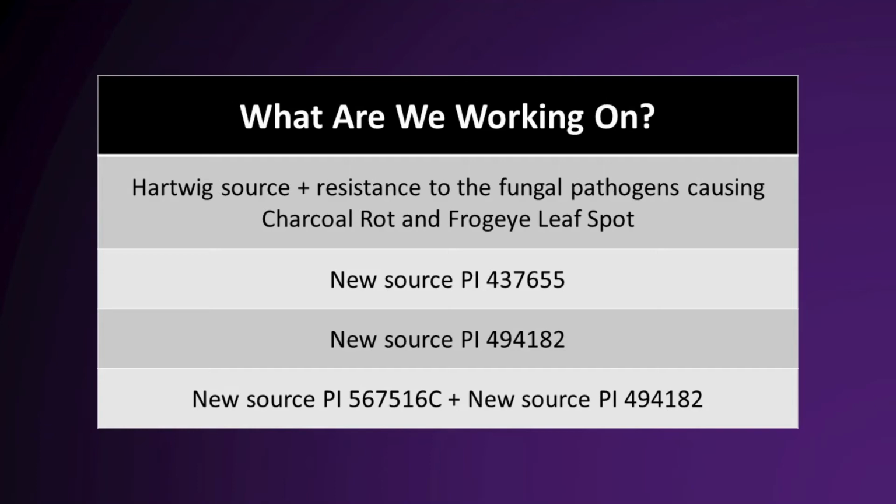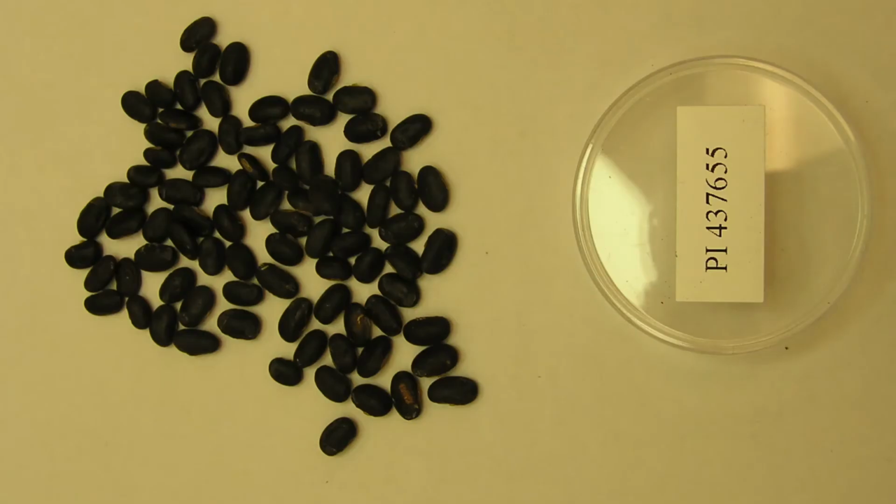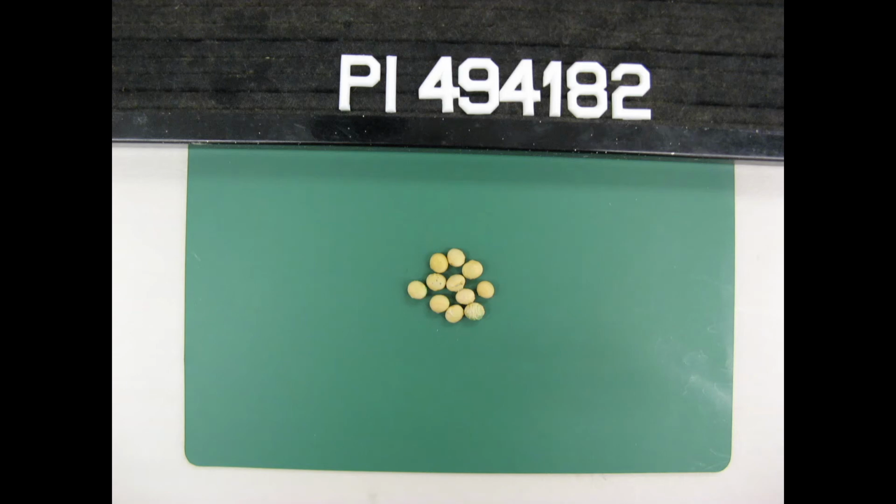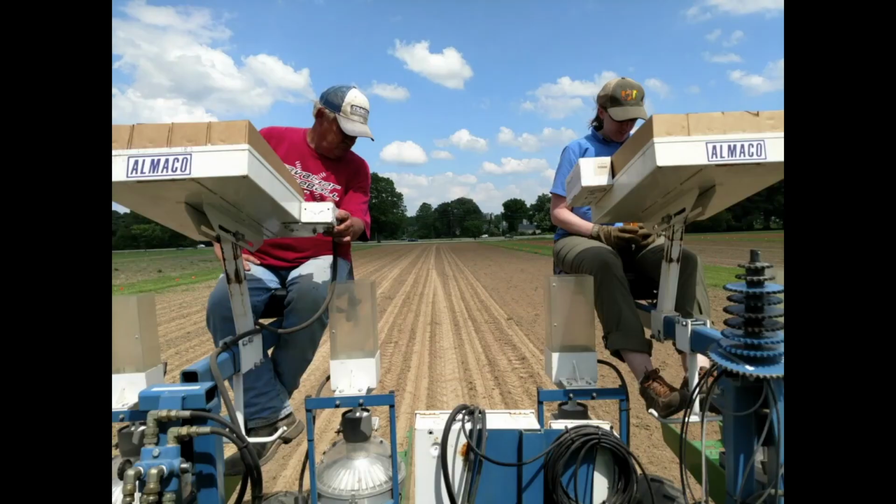We're also working on developing soybean lines from new source PI 437655, as well as new source PI 494182. Both of these are genetically different from the sources that are already available to you. We're also working on combining some of these sources together. So new source PI 567-516C, which was in the new lines that we released in 2019, we're also working on combining that with some of these other new sources, like PI 494182.